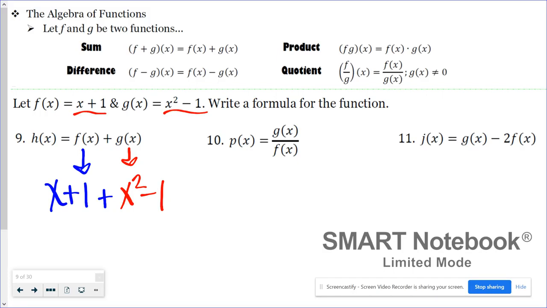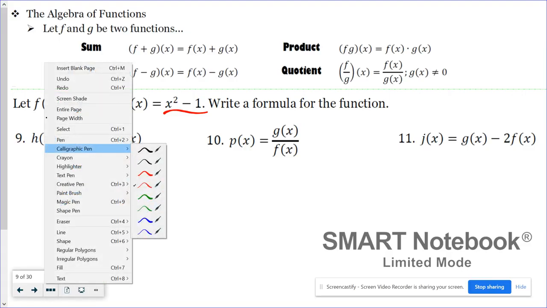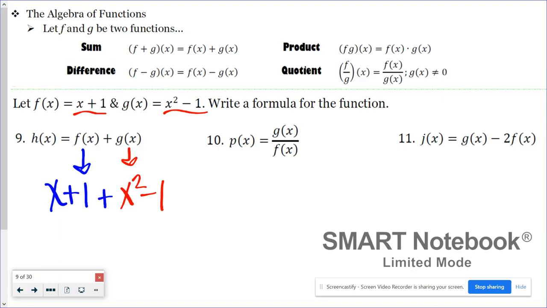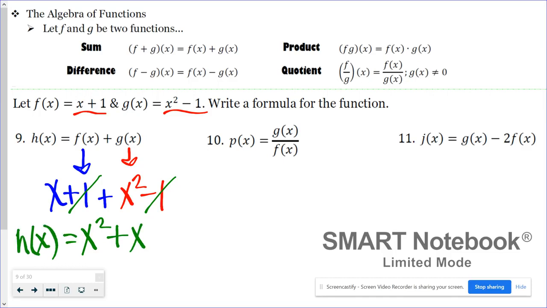And then we just need to simplify this, perhaps even write it in standard form where the exponents go down. To simplify this expression, I would want to combine any like terms. So I have the 1 and the negative 1, so this positive one and this negative one would actually cancel out. That leaves me with x squared plus x. So that is the function h of x. That's my new function.